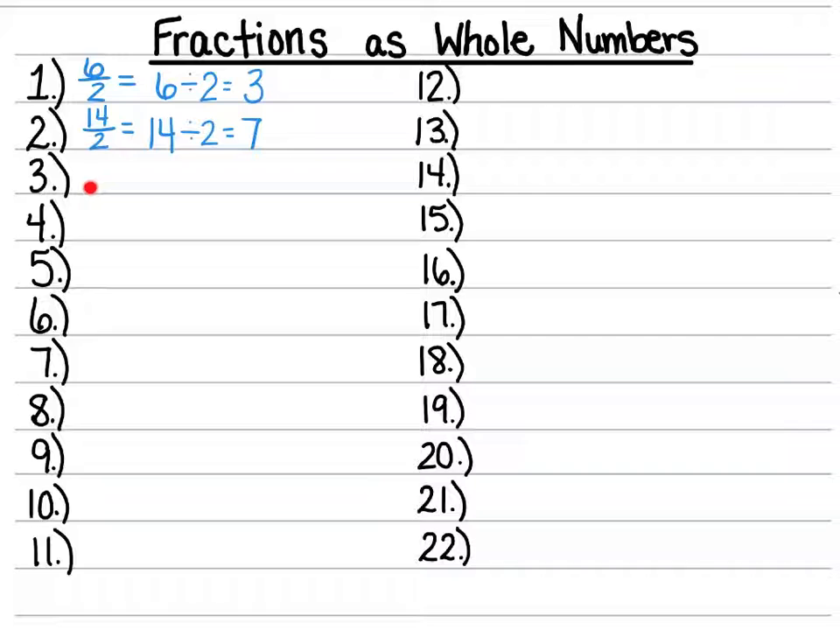Number 3, 54 halves. You can pause the video every time you need to. I'm going to keep going. Number 4, 40 twentieths. Number 5, 80 twentieths. Number 6, 180 twentieths. Number 7, 960 twentieths. I'm going to do that one with you.